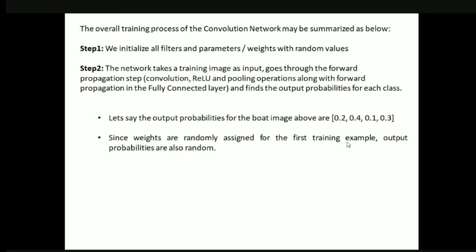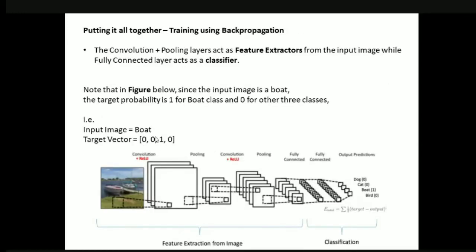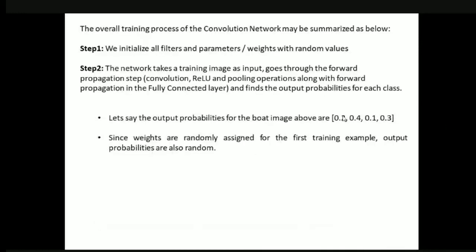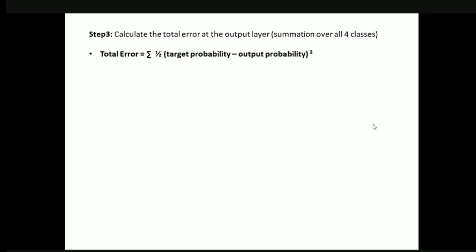Is this equal to our target vector? No, because our target vector is 0, 0, 1, 0. Why did we get this? Because we assigned the weights randomly for the first time in the first training example. As we have assigned the weights randomly, our output probabilities will also be random. So now what we will do? We will again perform the backpropagation algorithm.